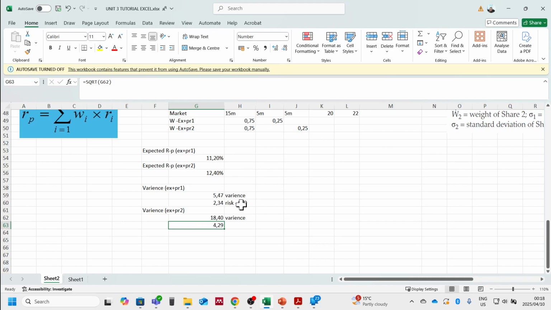So the entire risk of the new portfolio will therefore be 4.29%. This means that we went from 3.9% to 4.29%. So the risk of the entire portfolio increased.